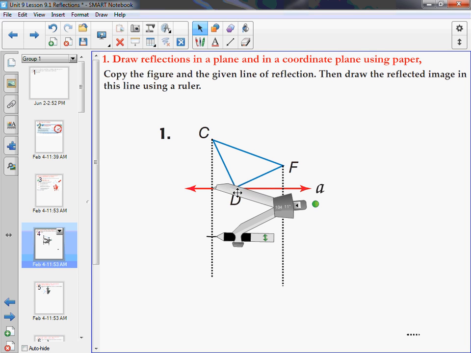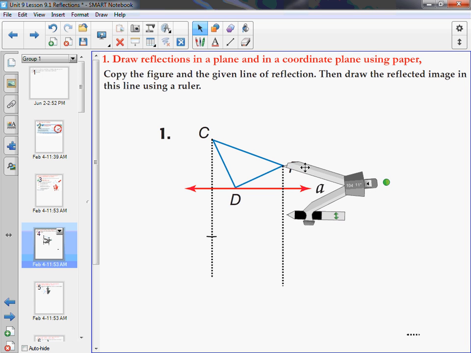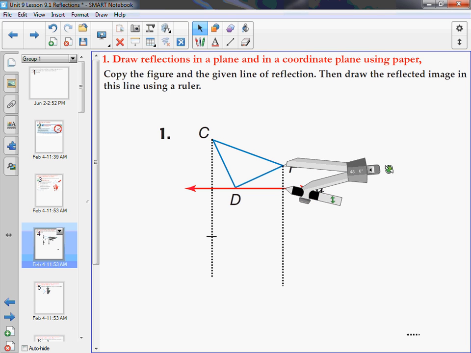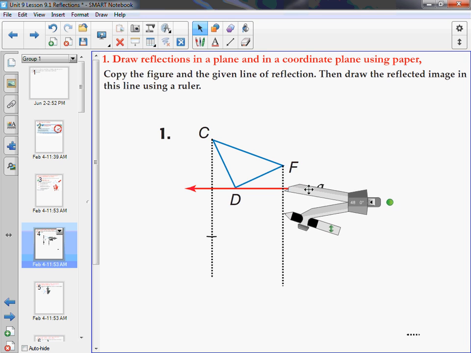Everybody see what I've done? Then we move to point D, but remember, D is on the line of reflection, so D prime is the same point. So let's move on over to F. Put the point of your compass right on point F. Adjust your compass setting so that the pencil is on your line of reflection. Then pick up your compass, keep that setting, put it on the intersection of the dotted line and the line of reflection, and make an arc across the dotted line.